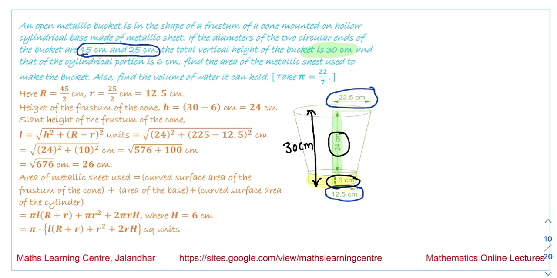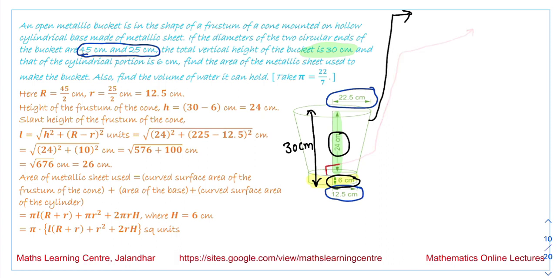Find the area of the metallic sheet used to make the bucket, and also find the volume of the water it can hold. So when we are calculating the area of the metallic sheet, there are three portions over here. One is this portion, that is the lateral area of the frustum of cone.